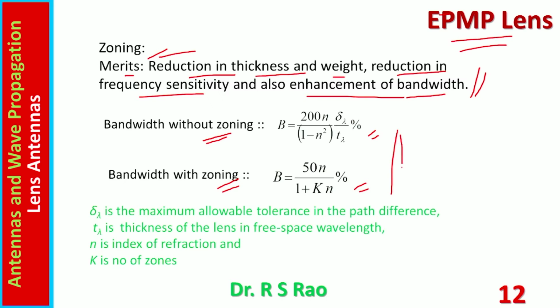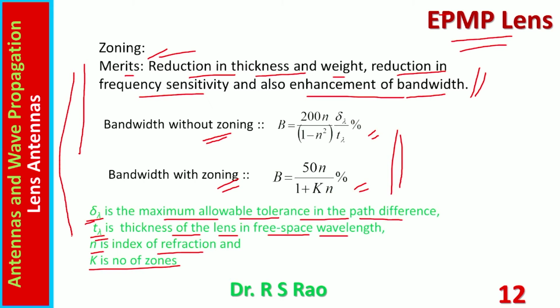These two formulas use several symbols. Those symbols are explained here. Delta lambda is the maximum allowable tolerance in the path difference. T lambda is the thickness of the lens in free space wavelength. N is the index of refraction and K is the number of zones. Notice these points mentioned here pertain to EPMP.